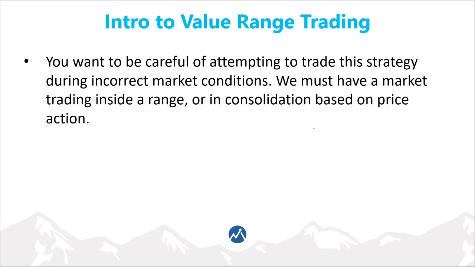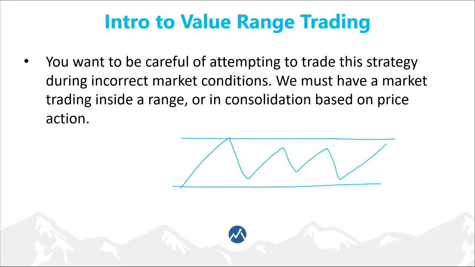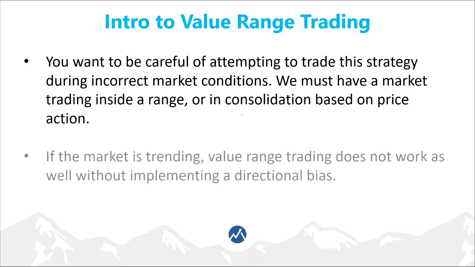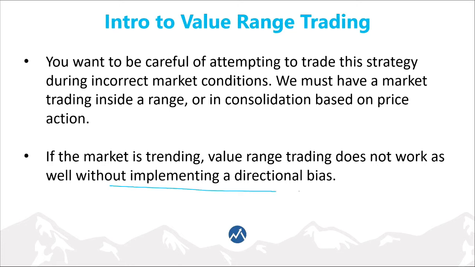All right. Now, again, you want to be careful attempting this strategy during the incorrect market environment. We must have a market trading inside of a range moving sideways or in a consolidation based on price action. So remember, we look at price, momentum, and value. So we want to see price action doing something like this, where we are moving sideways, staying inside of compression, and then we're looking to trade once we hit value extremes. Now, if the market is trending, value range trading is not going to work as nearly as well. We want to implement a directional bias like I was just talking about, which is buying undervalued in an uptrend and selling overvalued in a downtrend. All right. Makes sense?